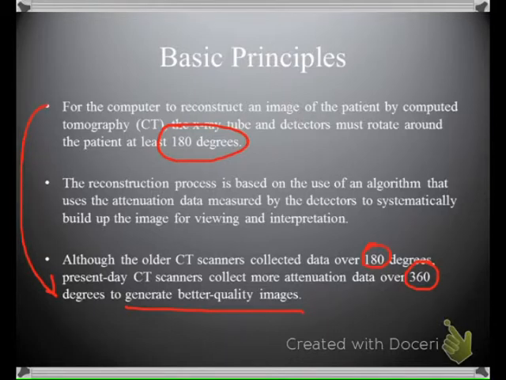So if we refer back to the second bullet point now, we see that the reconstruction process is based on the use of an algorithm that uses the attenuation data measured by the detectors to systematically build up the image for viewing and interpretation. So basically, as we saw with the previous image, we take what is measured by the detectors and then build this up into a reproducible image.